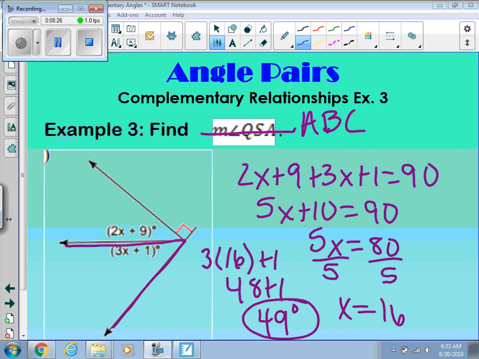All right, so you should have gotten x to be 16 and then plugged 16 back in to the angle to get 49 degrees. Remember, if you got that first line of 2x plus 9 plus 3x plus 1 equals 90, you could have plugged that straight into Desmos and it would have popped out that x was 16. So please use that tool since it's available to you.